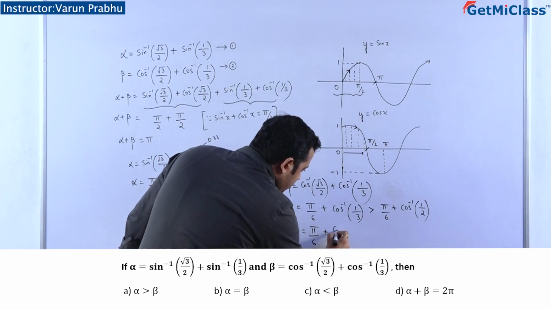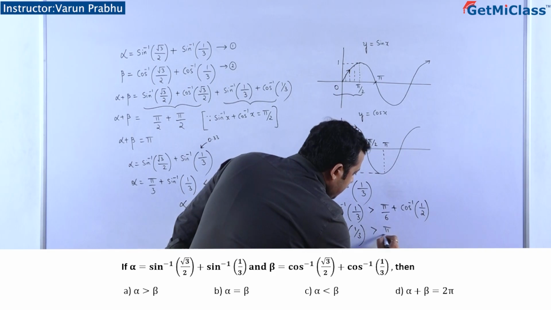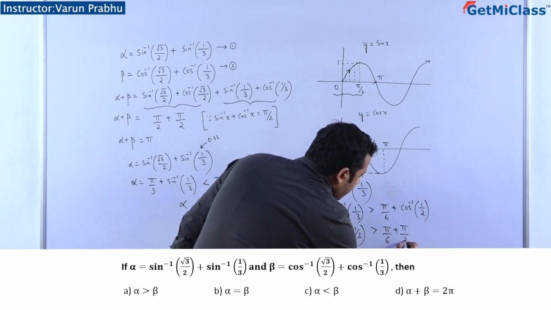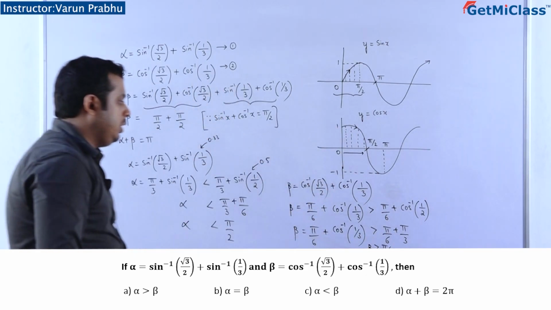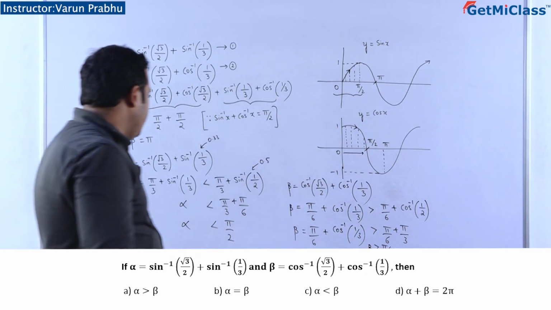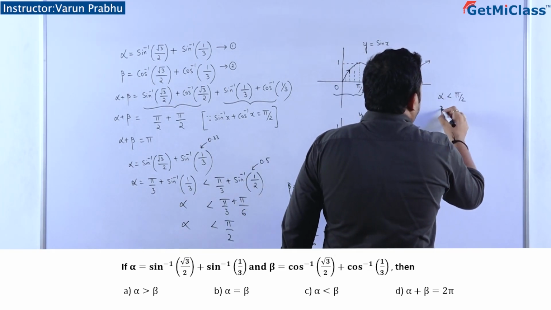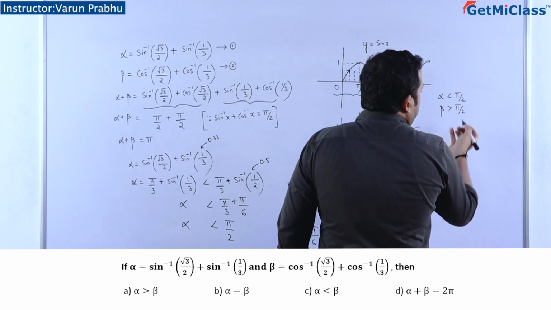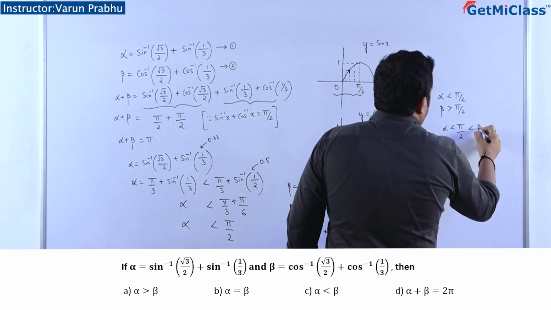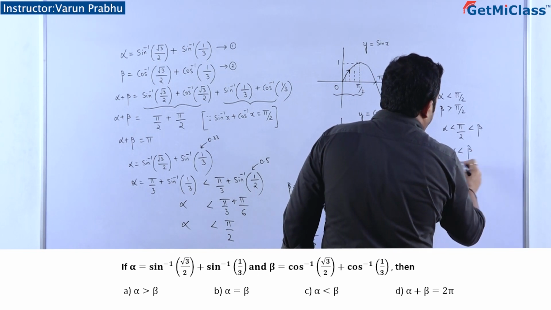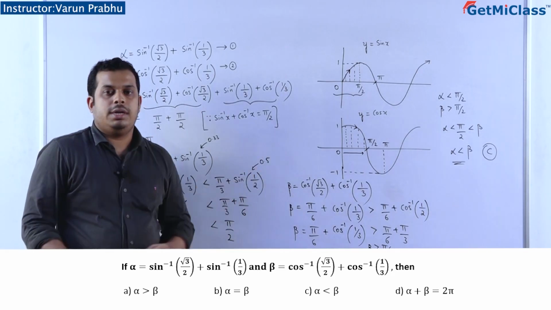So pi by 6 plus cos inverse of 1 divided by 3 is greater than pi by 6 plus pi divided by 3. So this value beta is greater than pi by 2. I can come to the conclusion like this: beta is greater than pi by 2, and alpha is less than pi by 2. So I can say alpha is less than pi by 2, which is less than beta. So we can come to the conclusion that alpha is less than beta, which corresponds to option C. Very important question this is.